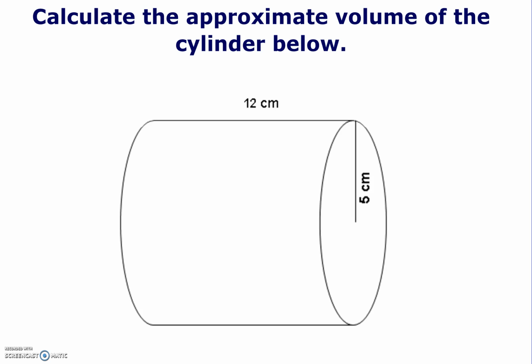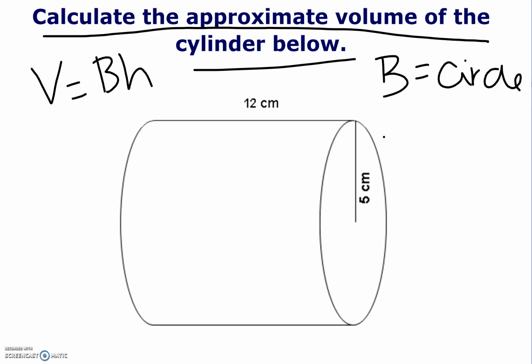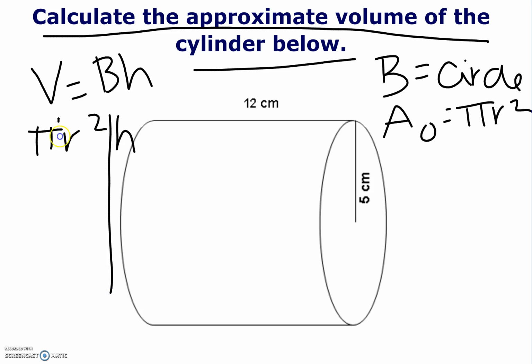Now, in your ISN, you need to draw this cylinder. So we can go ahead. It says calculate the approximate volume of the cylinder below. Very first thing you do is always write the formula. Area of the base times height. We know our base equals a circle, and we know the area of a circle is found by pi r squared. So now we can plug what we know into our table. So area of the base, so pi r squared times height. Draw your line so you have your table.